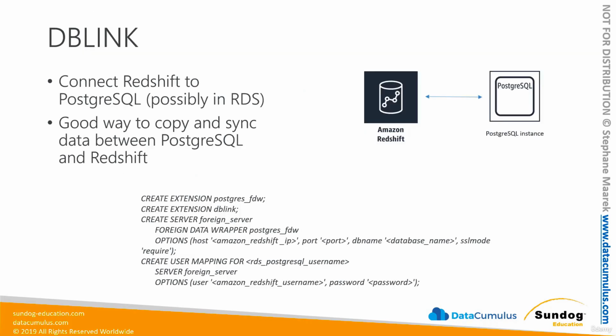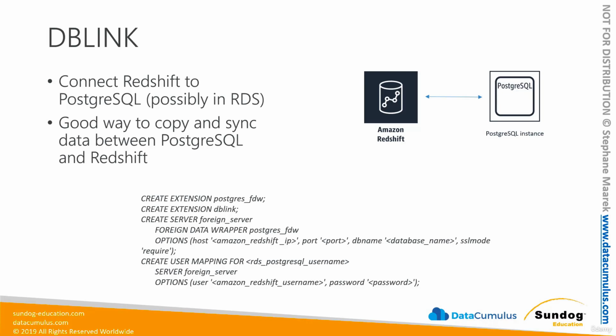Another bit of connectivity trivia is DB-Link, and DB-Link is an extension that allows you to connect your Redshift cluster to a PostgreSQL instance, which might be hosted using Amazon's RDS service. At a high level, you might want to do that to get sort of the best of both worlds between the columnar storage of Redshift and the row-based storage of Postgres. Or you might be using it as a way to copy and sync data between a PostgreSQL instance and Redshift. So if you want a very efficient way of copying data and keeping data synchronized between Postgres and Redshift, the DB-Link extension is a way to do that.